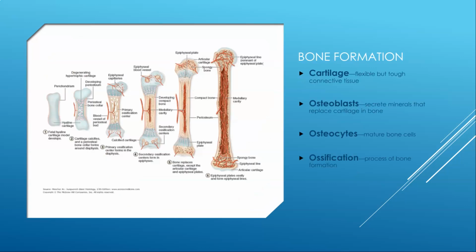Let's go to bone formation. When you're born, you are, I believe, something like 90 to 95% cartilage, very, very little bone. I don't remember the exact number off the top of my head, but it's cartilage. You see over here, cartilage is just a very flexible but tough connective tissue. You can't really break it.